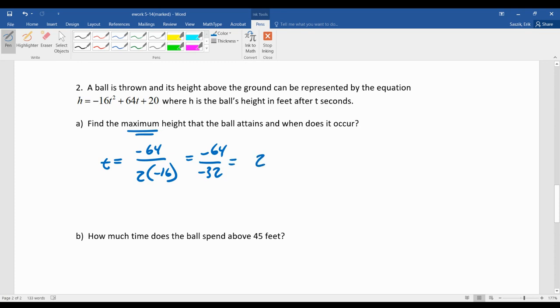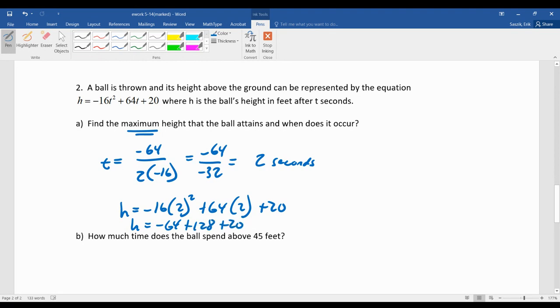Now we got to plug that 2 in, okay? And remember, this is time. This is when the maximum height occurs. Now let's plug that 2 in. Negative 16, replace the t with the 2, plus 64 times 2 plus 20. So that's going to be, 2 squared is 4. 4 times negative 16 is negative 64, plus 128 plus 20. And we come up with 84.